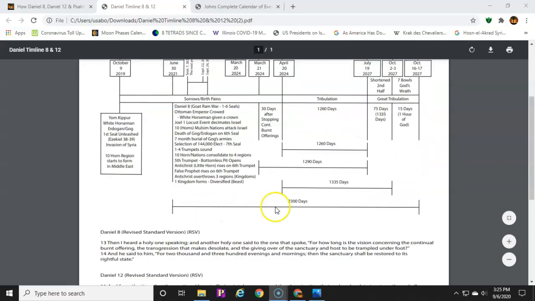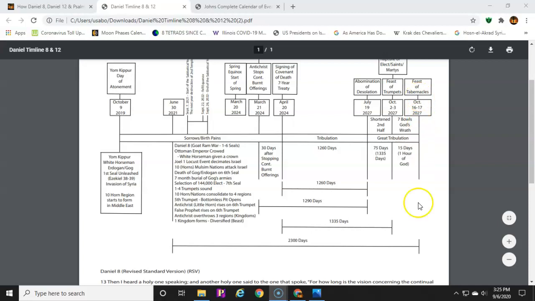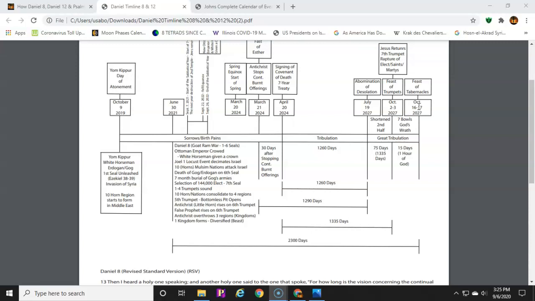And so if you look at that, you take those 2300 days and you work back from the sanctification, or the reformation of God's kingdom, the restoration of his kingdom, from the Feast of Tabernacles back 2300 days. That takes us to June 30th of 2021. And why does it have to happen in this period?